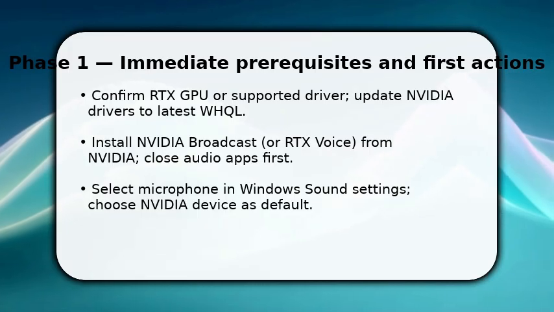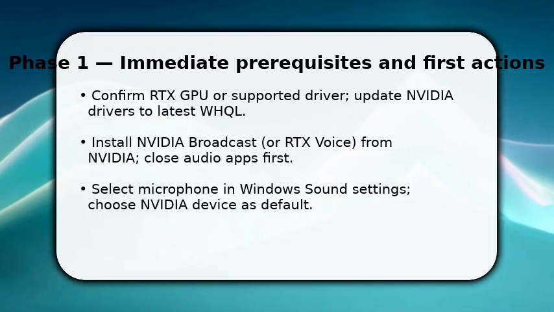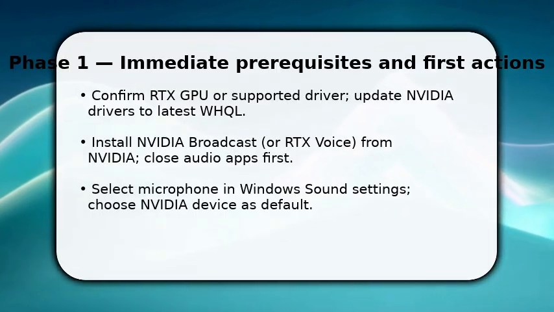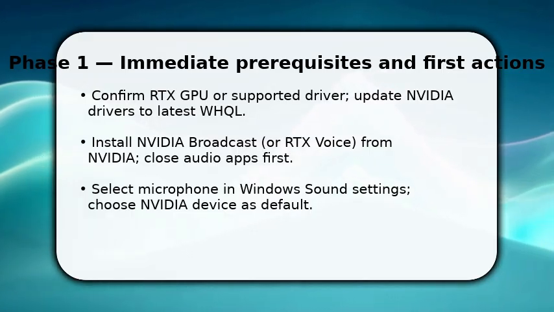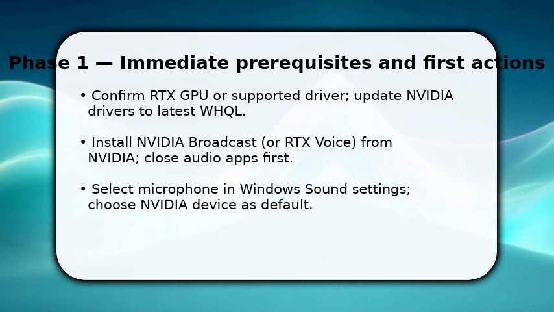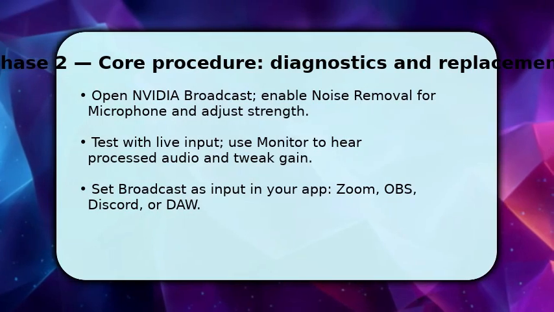Close conferencing or recording apps before installing. This prevents device conflicts. After installation, open Broadcast and pick your microphone input. Make sure Windows sound settings also show Nvidia as the default recording device, so apps use the noise removal pipeline automatically.